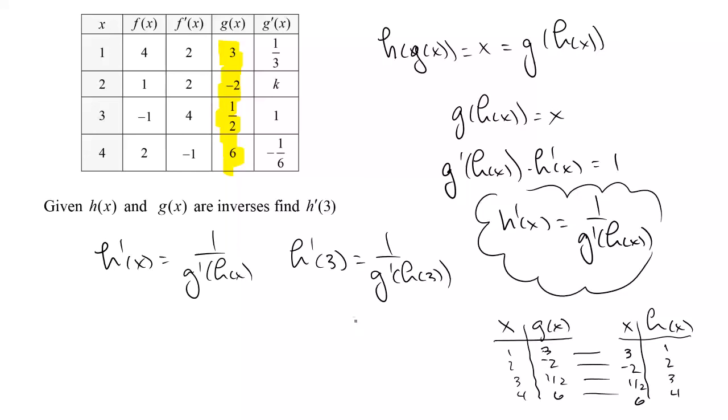And when I see h prime of 3 equals 1 over g prime of h of 3, now I can see that h of 3 is going to equal 1. And that makes it quite a bit easier to say we've got g prime of 1. And now I can just go straight to the g prime table, look for g prime of 1. There's 1. G prime of x is 1/3. And that gives me 1 over 1/3, or just a value of 3.